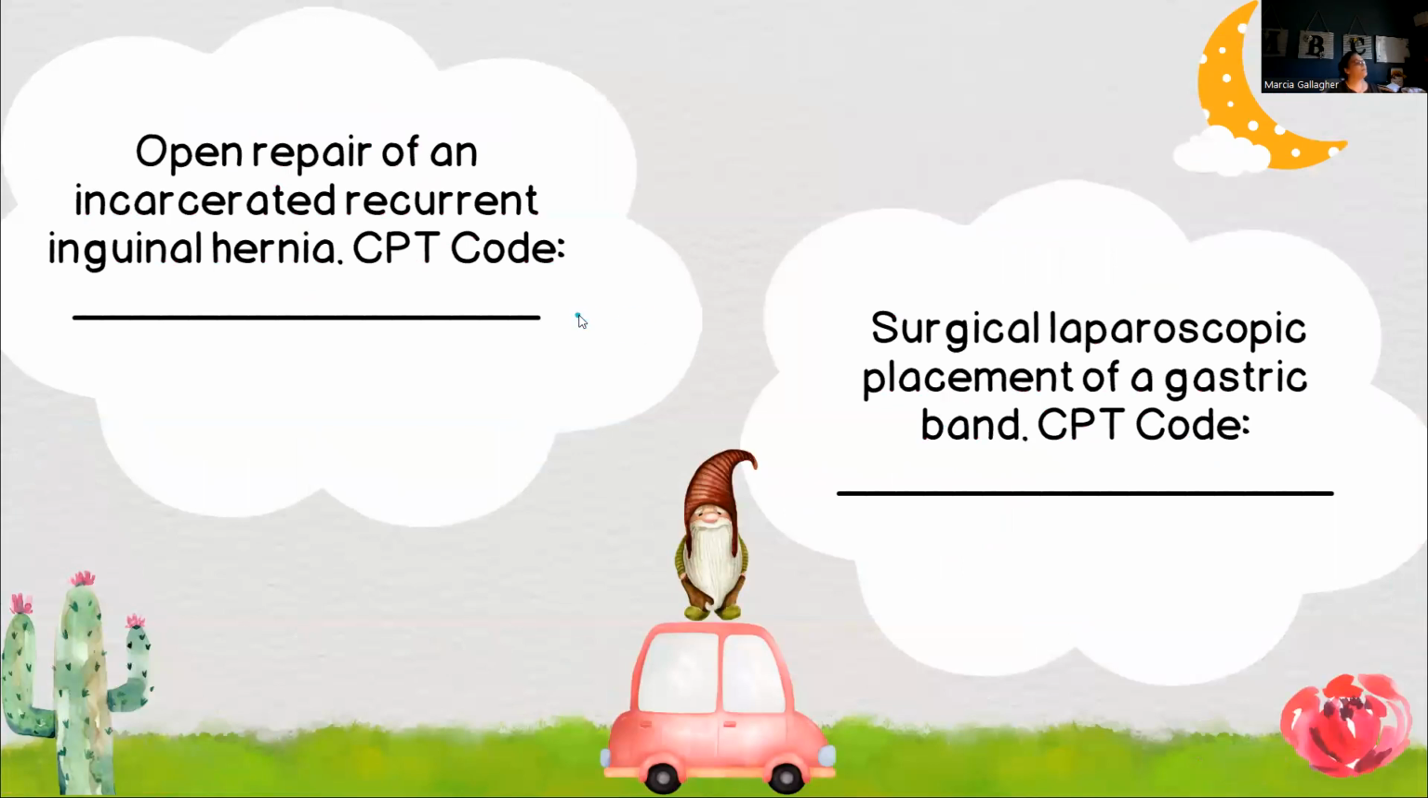The next one is open repair of an incarcerated recurrent inguinal hernia. I always have trouble with that word. So you would go to repair, hernia, inguinal, and it's 49491 through 49525. Look at those code ranges and make your decision. The last one is going to be surgical laparoscopic placement of a gastric band. So I went laparoscopy, then gastric restrictive procedures.